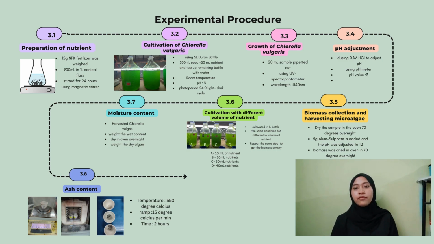The cultivation with different concentrations of nutrient was done in 1 liter bottles at the same conditions but with different volumes of nutrients, which are A, B, C, D. A is 10 ml of nutrient, B 20 ml, C 30 ml, while D 40 ml of nutrients. For the ash content, dry biomass of algae was put in the crucible and the crucible weighed, then put into the furnace. The temperature used was 550 degrees Celsius, ramp 15 degrees Celsius per minute, and time taken was 2 hours.